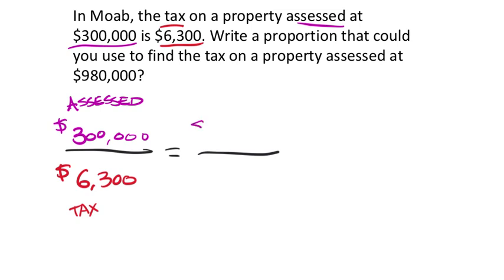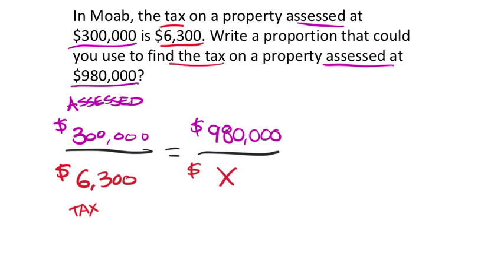Now the second fraction you have assessed over taxed dollars. Okay, so down here it says write a proportion that you could use to find a tax on a property assessed. So this is an assessed value. It'd be weird if the tax was 980,000, but I guess they exist probably, right? But that's an assessed value, which is my numerator. So in my numerator, I'm going to put the $980,000. This means that what we're trying to find is the tax, which it said, find the tax.